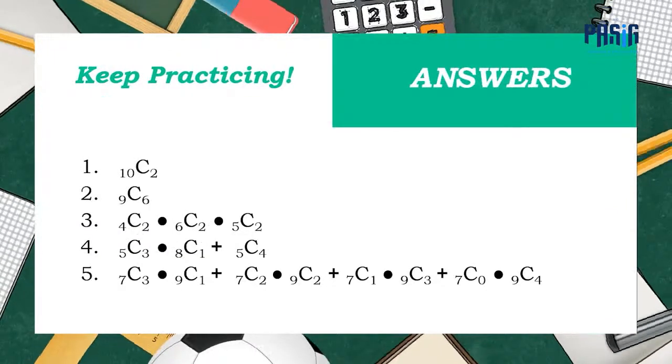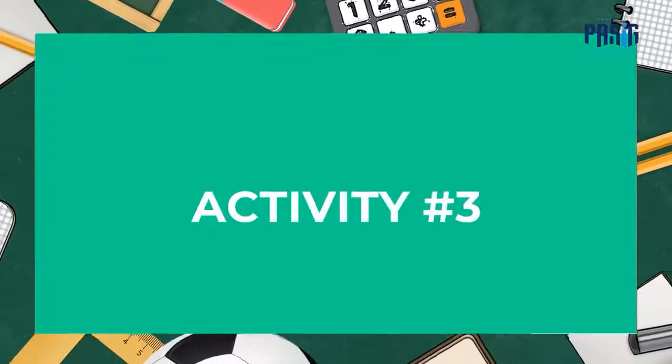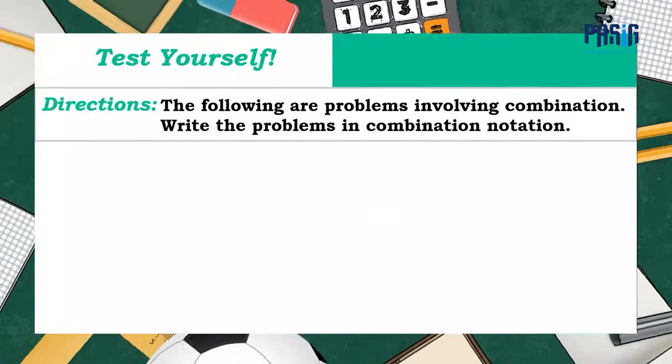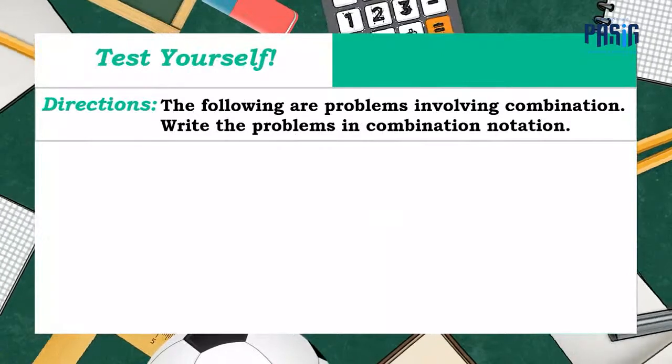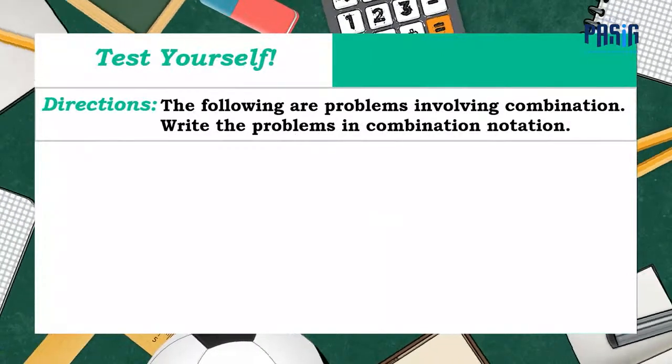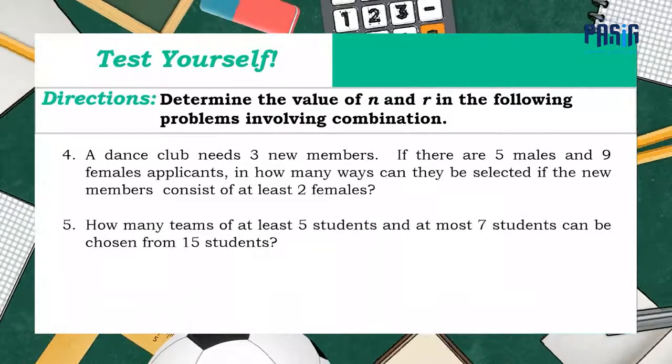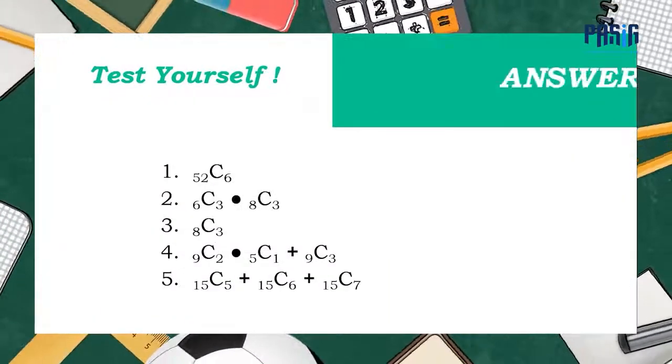Now check your answers. Activity number 3. Test yourself. Write the following problems involving combination. Write the problems in combination notation. Then check your answer.